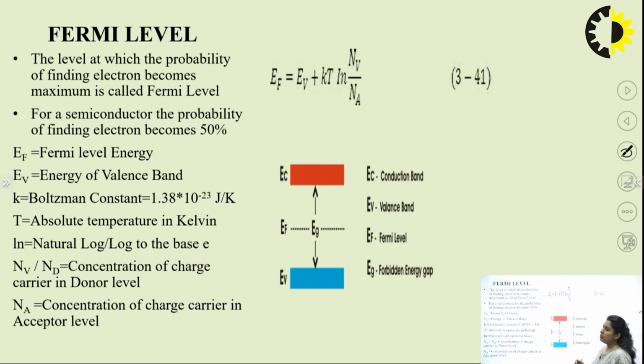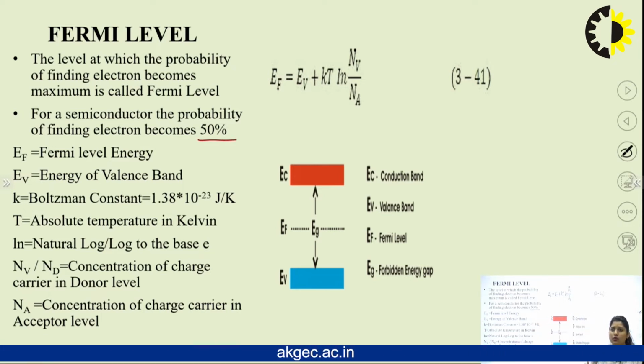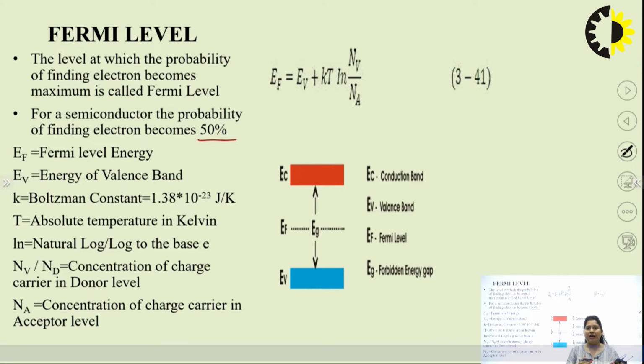Now we will go into the details of how the Fermi level is important in semiconductor physics. The level at which the probability of finding an electron becomes maximum is called the Fermi level. We define the Fermi level in various ways, but the state where the probability of having an electron is maximum is called the Fermi level. For a semiconductor, the probability of finding electrons becomes 50%. This means the state is filled with half electrons and half holes. So the probability of finding electrons becomes 50%.